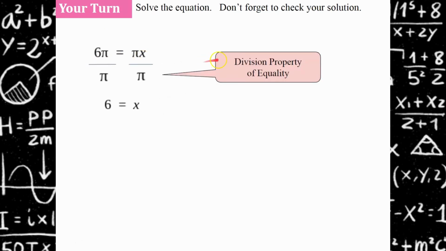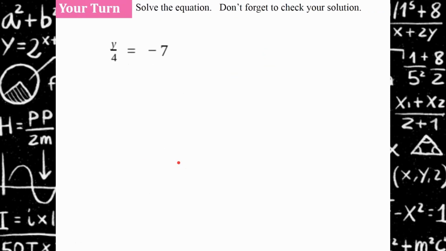Welcome back. So hopefully you used the division property of equality and you divided both sides by pi, resulting in 6 is equal to x. Checking your work, 6 times pi is equal to pi times 6. 6 pi equals 6 pi. Try this one.